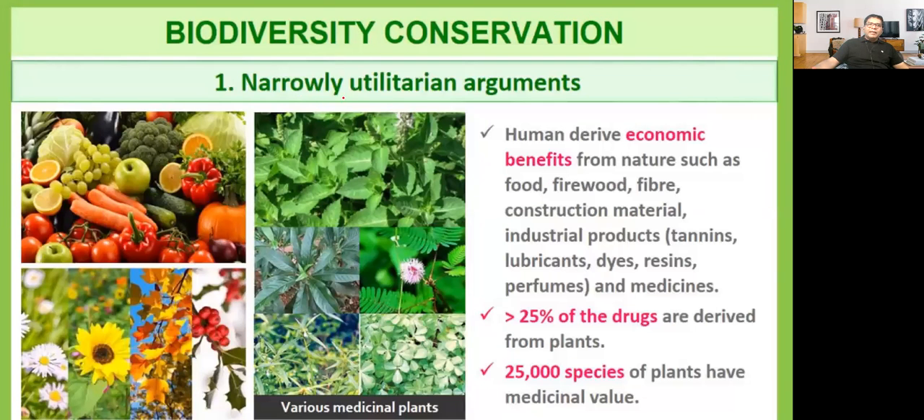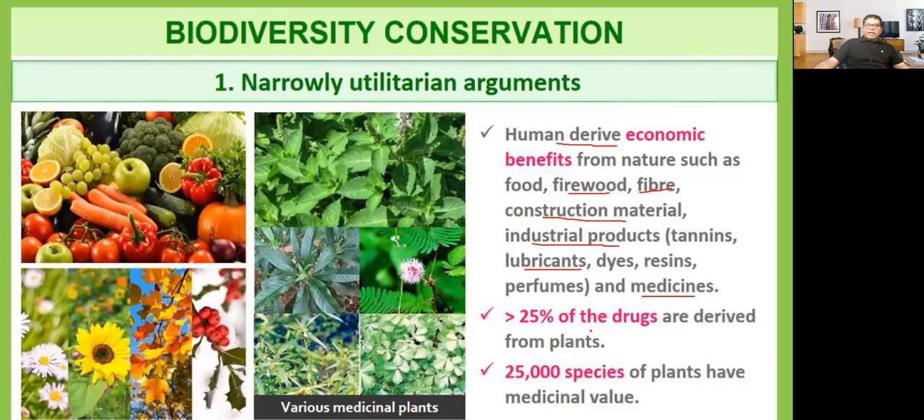What do you mean by narrow utilitarian arguments? Human-derived economic benefit from nature such as food, firewood, fiber, construction material, industrial products, tannins, lubricants, dyes, resin, perfumes, and medicine. So to get all these products, we have to conserve our nature. If we are not conserving, we will not be able to get these materials.